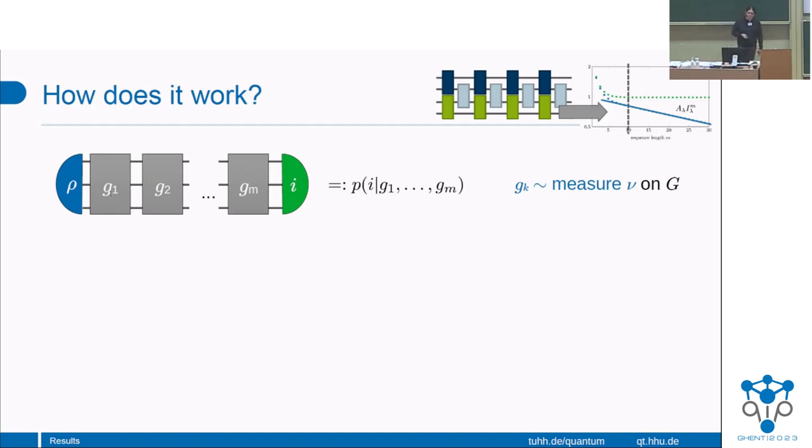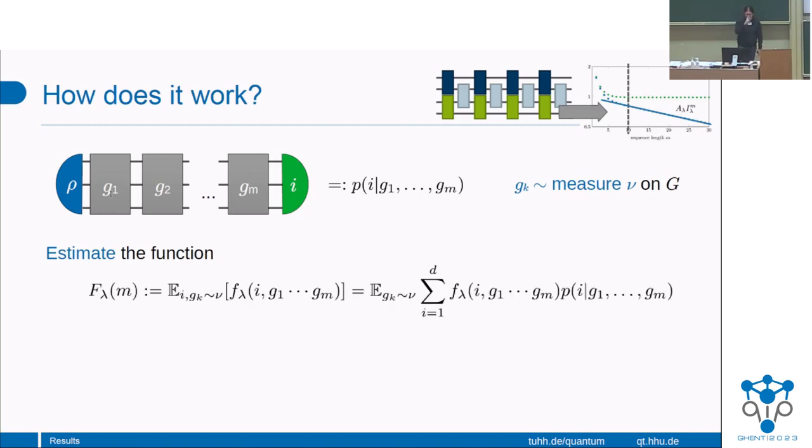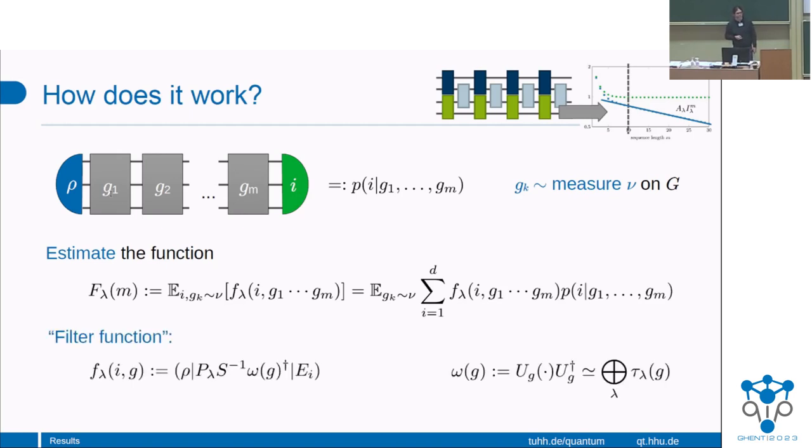We want to use these samples to estimate a function. And this function, we call it this capital F lambda here. You could call it a fidelity or whatever you like. It's an expectation value over the measurement samples and the random sequences of what we call a filter function, small f lambda.